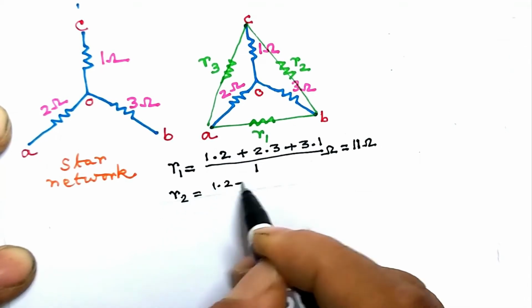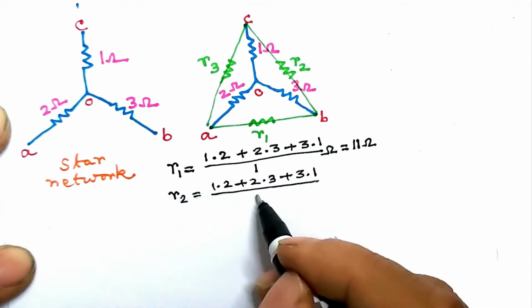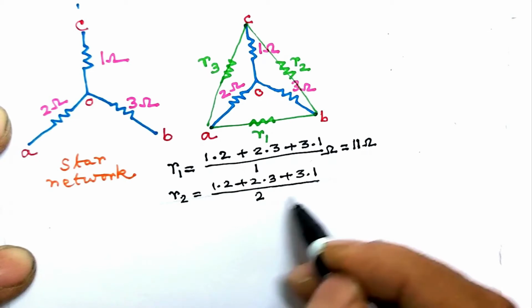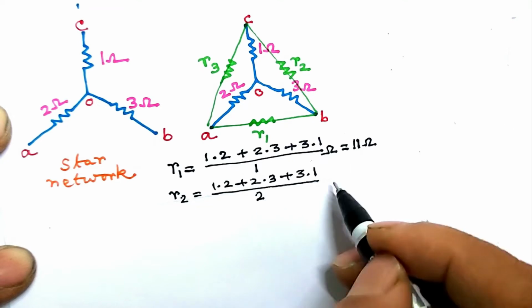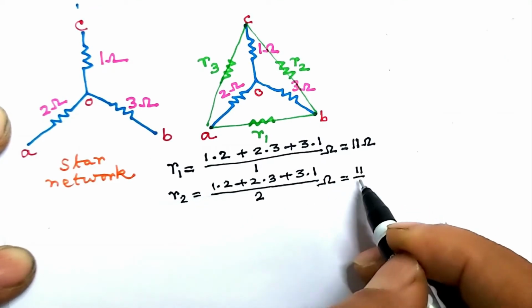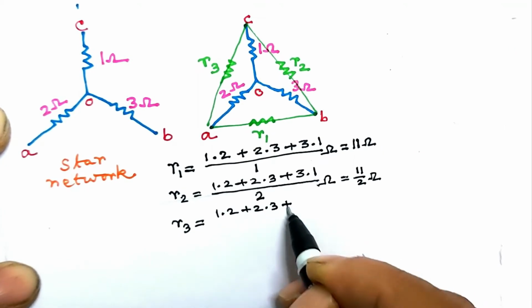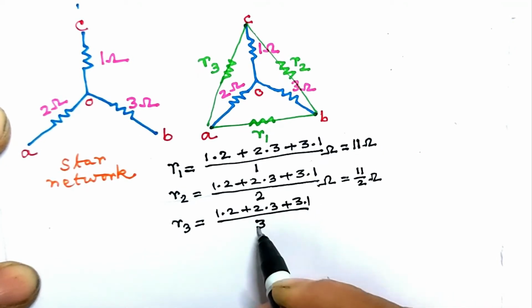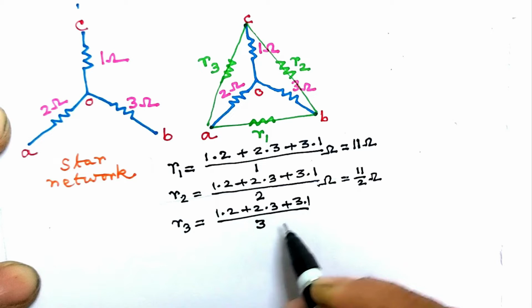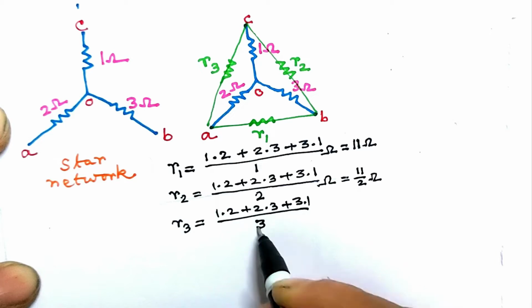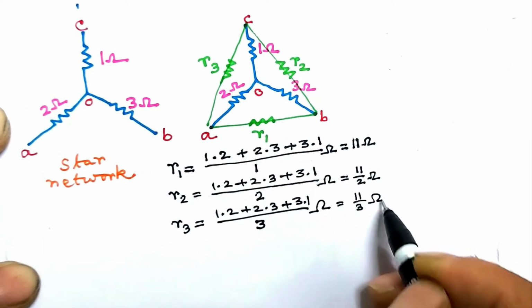What about R2? R2 is the sum of pairwise products divided by 2 ohm, the resistance in OA branch, that is opposite to R2. This gives 11 by 2 ohm. R3 is the sum of pairwise products divided by 3 ohm, the resistance in OB branch, that is opposite to R3. It is 11 by 3 ohm.